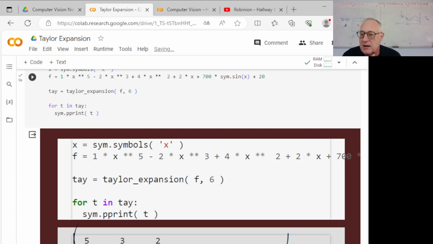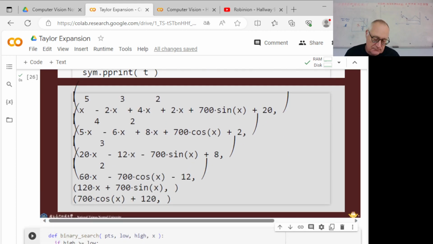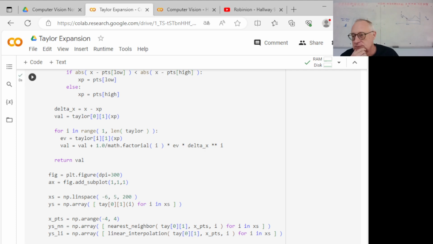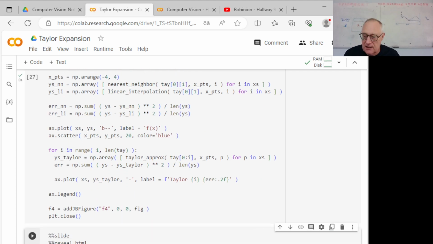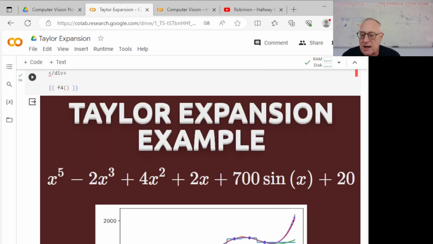Now if I apply the Taylor expansion to this, then I can calculate the derivatives up to a factor of 6. So this would be first derivative, second, third, fourth, 5th, and 6th derivative. Then we can plot that. And now we can see how the error dramatically decreases.